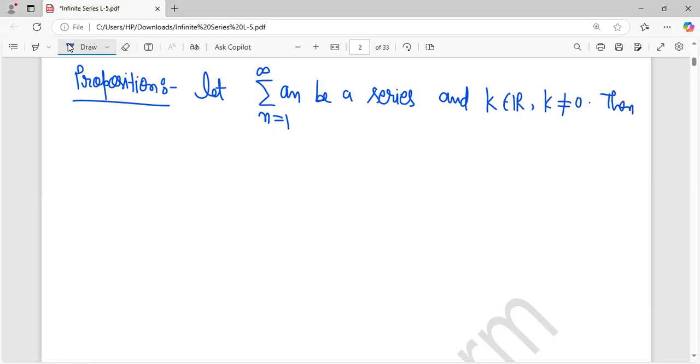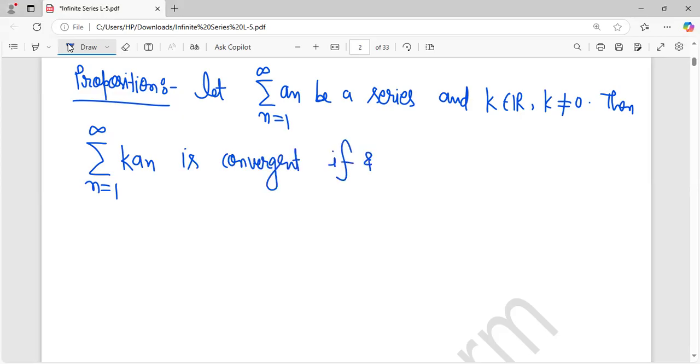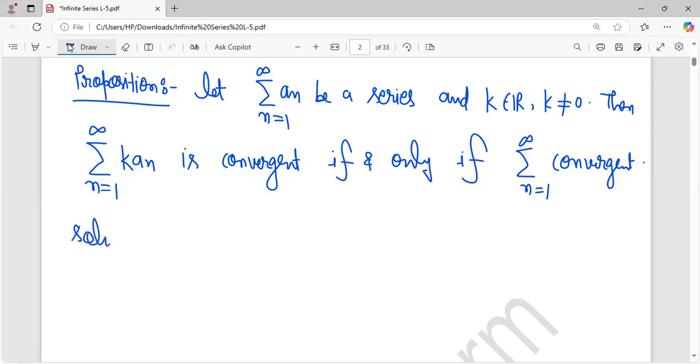Then summation n goes from 1 to infinity k a n is convergent if and only if this series is convergent. Okay. Solution.